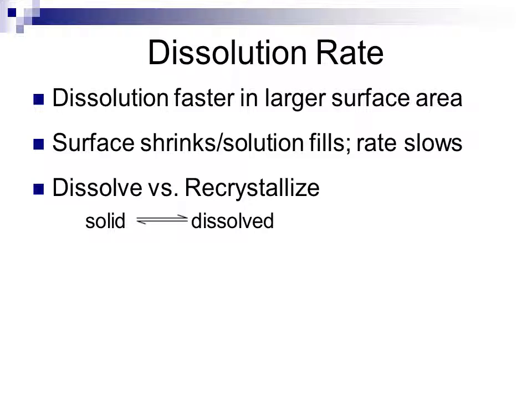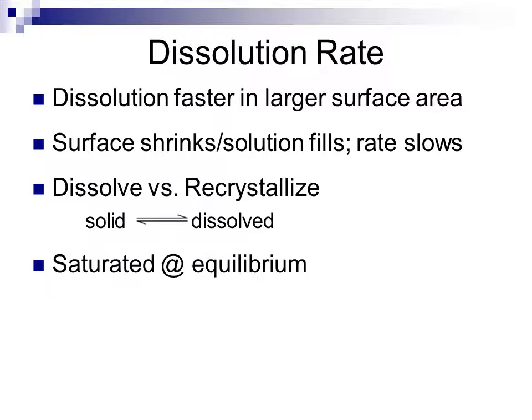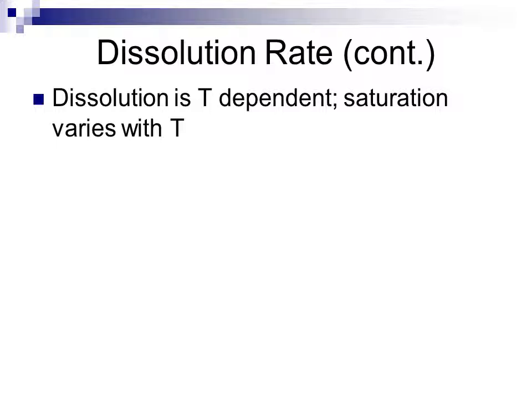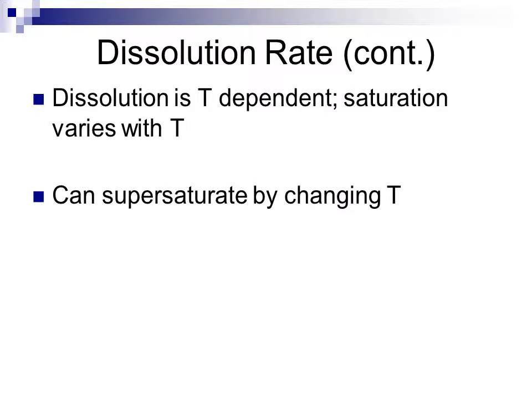The point at which we have an equilibrium between those things which are dissolving and those things which are recrystallizing is a point at which the dissolution stops overall in terms of concentration changes. This is referred to as the saturation point. So a substance is saturated when the equilibrium is established between its solid component and its dissolved component. The dissolution is going to be temperature dependent, so saturation will vary with temperature. You can actually supersaturate a substance by changing temperatures in relation to its saturation point.